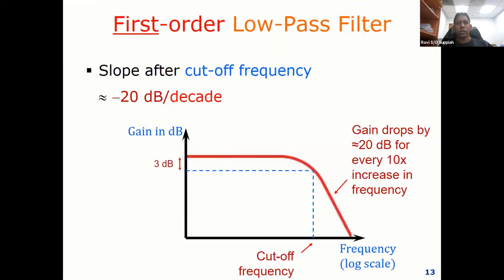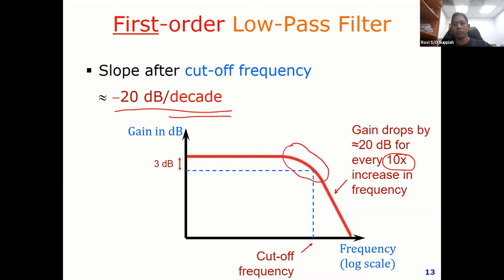Okay, for a first order low pass filter, we say that the slope after the cutoff frequency is approximately minus 20 dB per decade. One decade is 10 times the frequency, so 1K, 10K, 100K, and so on. It's multiplied by 10. When we say minus 20 dB per decade, it means for example, at 1K I'm at, let's say, 0 dB, then at 10K I'll be at minus 20. So for every 10 times increase in the frequency, the gain has dropped by 20 dB. That is the slope. This is the transition period.